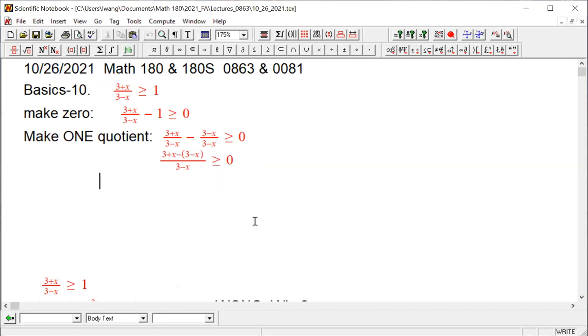Okay? And next, you simplify further. Well, we're closer to one quotient, right? Make one quotient. So 3 minus x. Then you open up the parentheses, 3 plus x minus 3 plus x greater than or equal to 0, right?